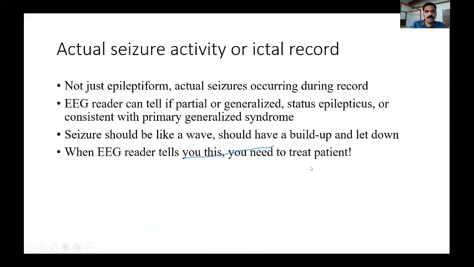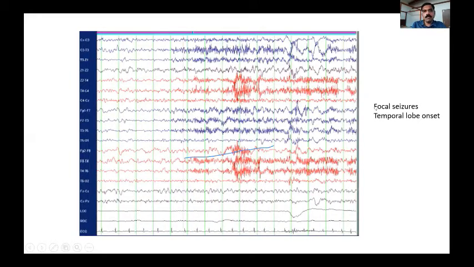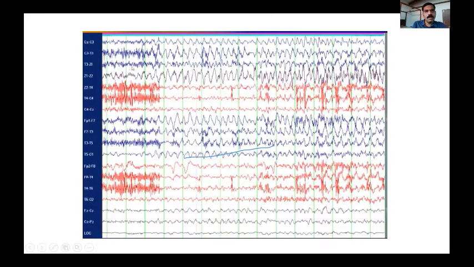This is an example here wherein you have a focal seizure starting from the temporal lobe. This is the T3, the left temporal. This is the T4, the right temporal here. You can see the activity is starting in the left temporal leads here. Then there is a build up here. Then you can see the next record. There is a progression of the ictal activity. It is building in amplitude and the frequency is also increasing.